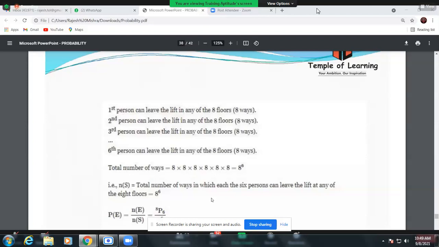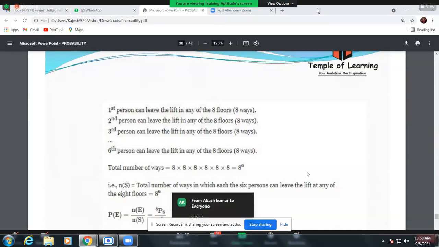Now 6 people are trying to do it. The first person also likes to go to the 8th floor. Second also can go to one of the 8. And so for 6 people, 8, 8, 8, 8, 8, 6 times, 8 into 8 into 8 into 8 into 8, 6 times is nothing but 8 to the power 6. Akash, are you getting my points? Akash, are you there? Akash Kumar.